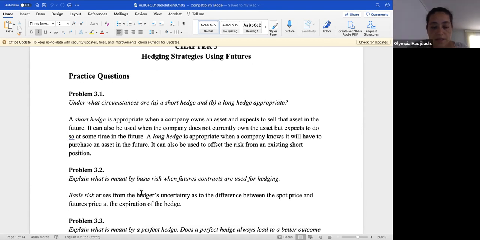Explain what is meant by basis risk when futures contracts are used for hedging. So basis risk arises from the hedger's uncertainty as to the difference between the spot price and the futures price at the expiration of the hedge.